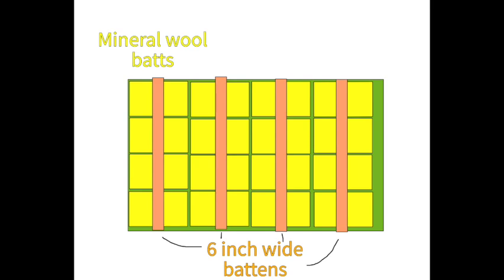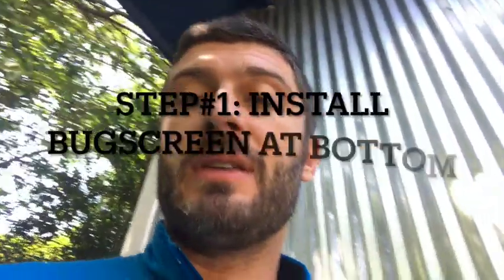The batten is just supposed to hold the mineral wool batt to the house itself. I was able to stack the battens up in rows along the house, and then I was able to screw down these battens over the mineral wool batts so it held it to the house and it wasn't going to move. So the first step is you want to add a bug screen at the bottom of the house there, and that attaches to the joist underneath the house.